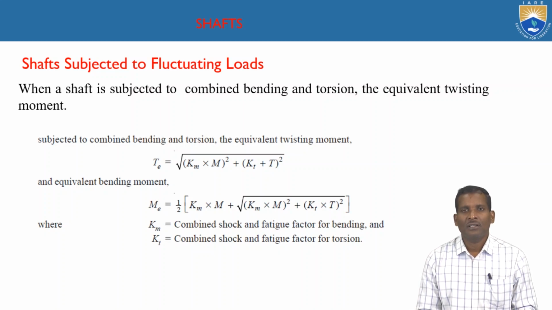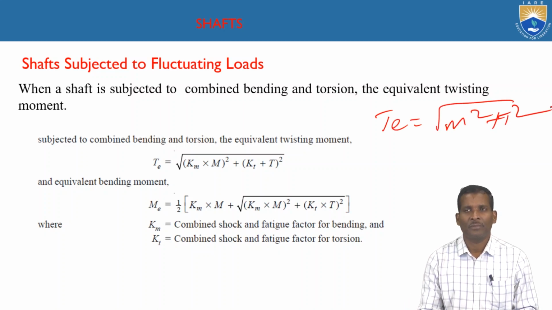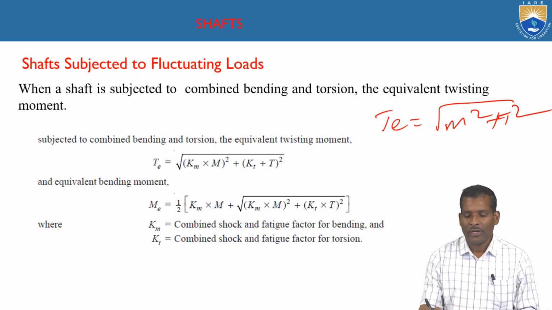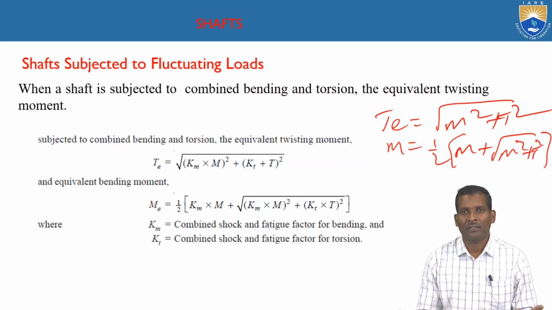When the shaft is subjected to twisting moment, we use the equivalent twisting moment equation. You already know that Te is equal to the square root of M square plus T square, where M is the bending moment and T is the torsional moment, or twisting moment. And for the equivalent bending moment, Me is equal to half of M plus the square root of M square plus T square. We already learned this and did some problems on it.